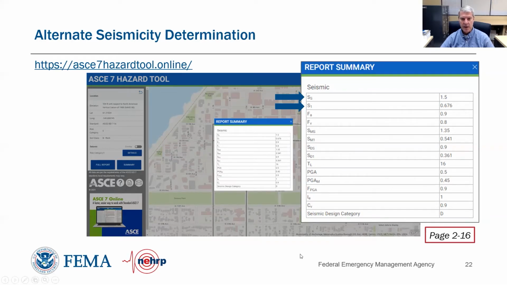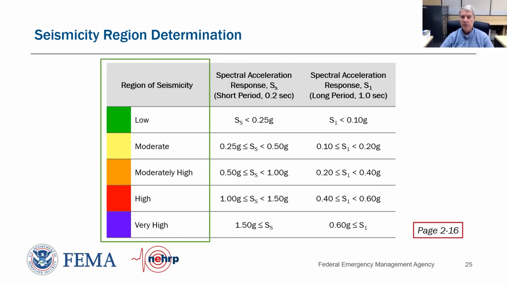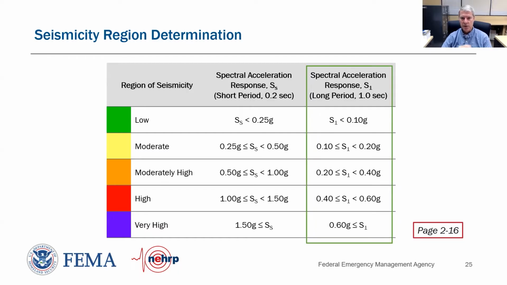So if we pull those 2 values and then enter into our table that's out of our P-154 document, which is on page 2-16, that table defines our 5 regions of seismicity, so from low to very high, and then our breakout between our S sub S, or short period ground motion level, for each of our 5 seismicity regions. And then also it breaks out the ground motion region for S1, our long period ground motion type. And so there's a range.